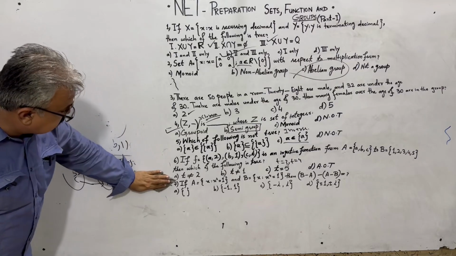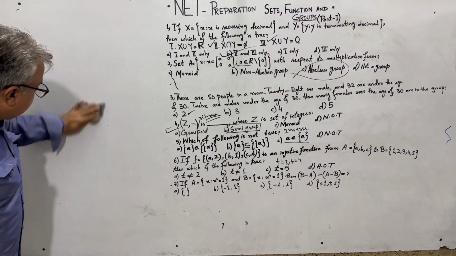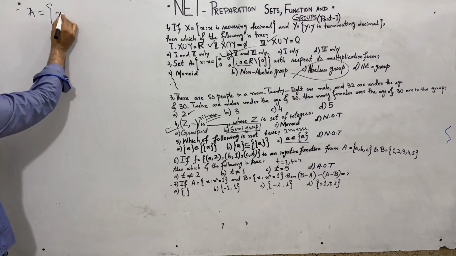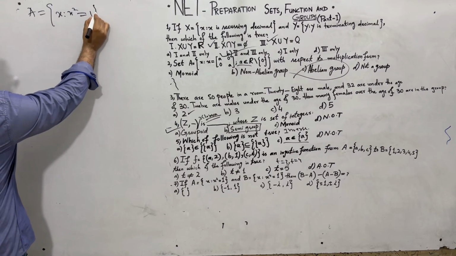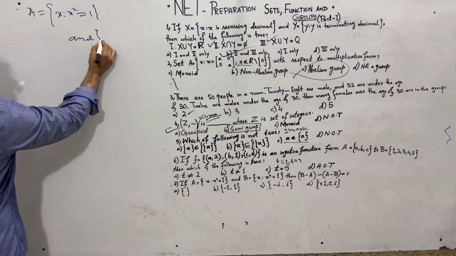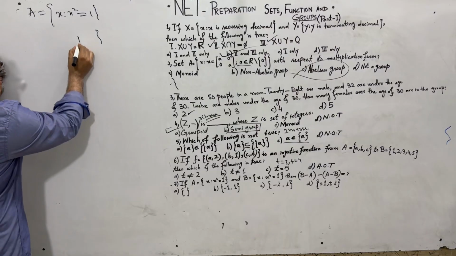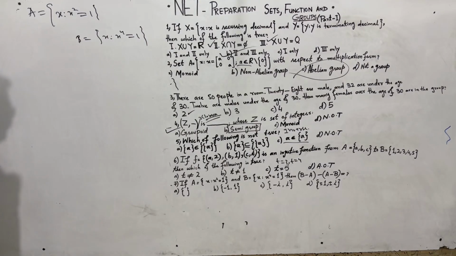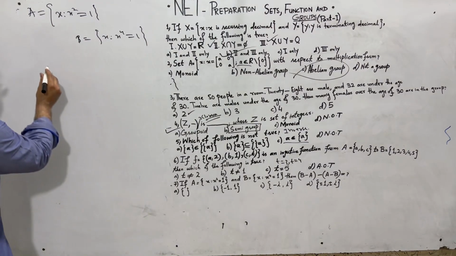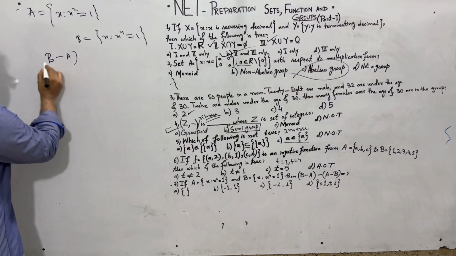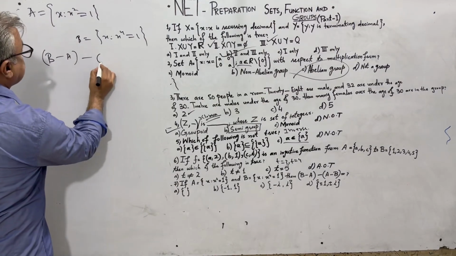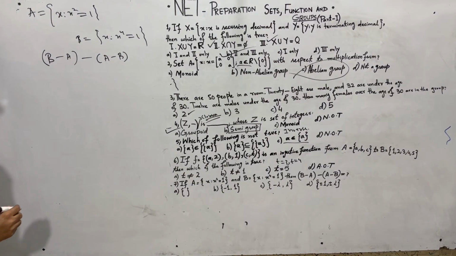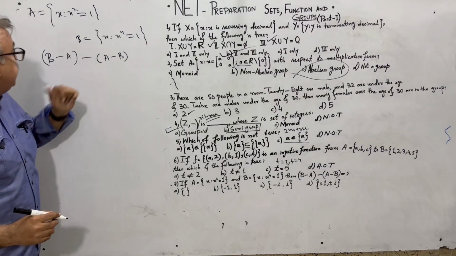Moving towards the final question. If we have A is equal to {x such that x square is equal to 1} and B is equal to {x such that x to the power 4 is equal to 1}. Then what is the difference of B minus A and A minus B?